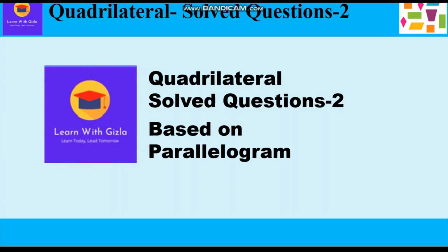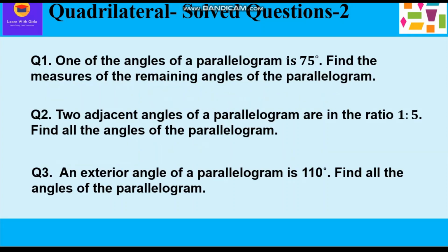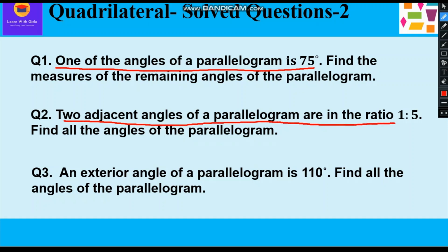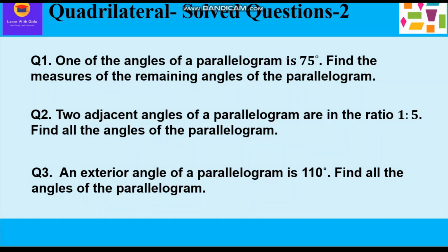In this video we shall be taking a few questions based on parallelogram. These are the three questions which we are going to study in this video. In the first question, one of the angles is given to us and we have to find the remaining angles of the parallelogram. In the second question, two adjacent angles of the parallelogram are given in the ratio 1:5, and we have to find all the angles of the parallelogram. And in the third question, we are given the exterior angle of the parallelogram and we have to find all the angles. So in a way, all these three questions are different from each other. Now let's start with the first question.